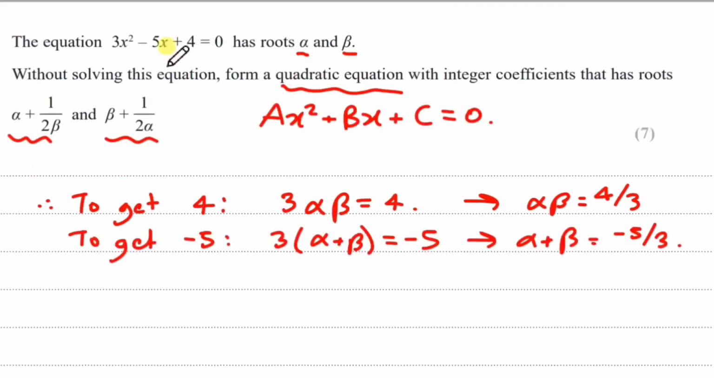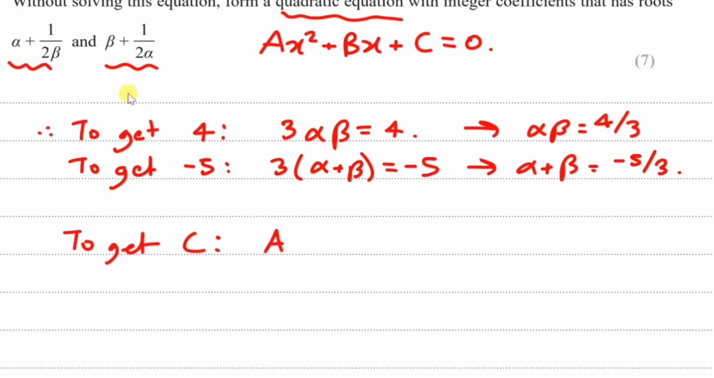So using the same method, just how we were able to find 4, to get capital C, we just have to do, again, capital A times your two roots. Our two roots are these two terms, so it'll be (alpha + 1/(2 beta)) times (beta + 1/(2 alpha)). And again, this is supposed to give us a solution of C, yeah?